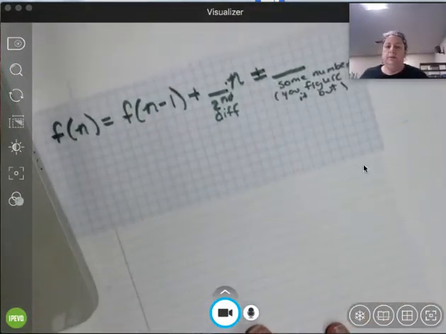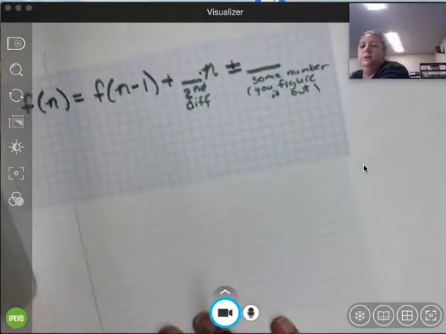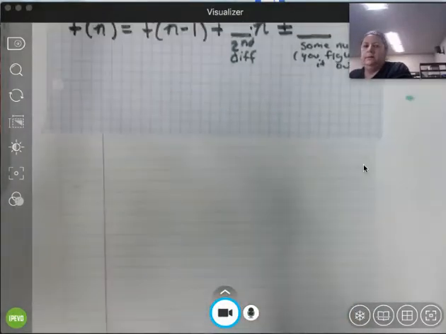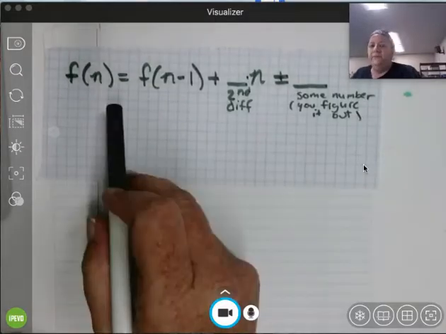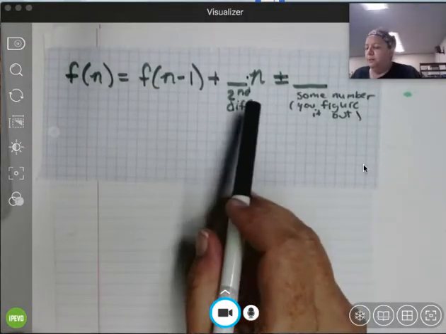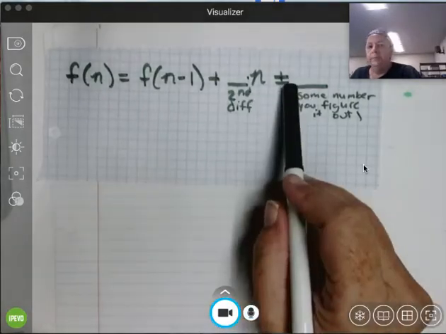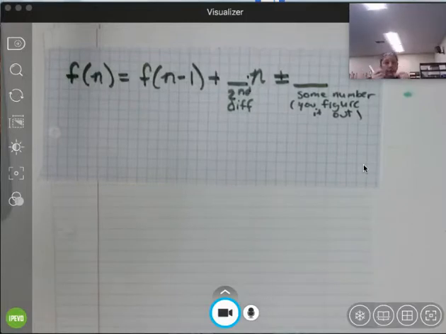So this right here is the recursive equation that we use for quadratics. F of n equals f of n minus 1 plus the second difference times n, and then plus or minus some number that you have to figure out. So that seemed to be where a little bit of the challenge was today.